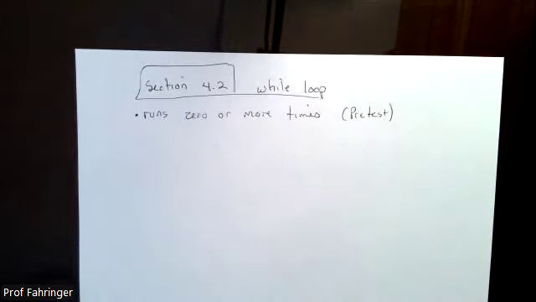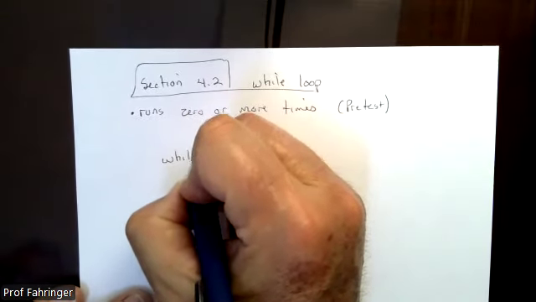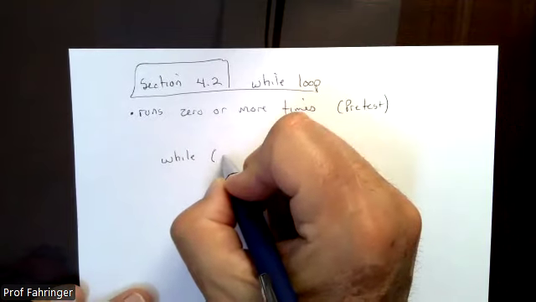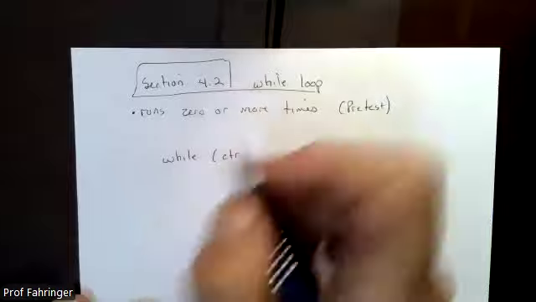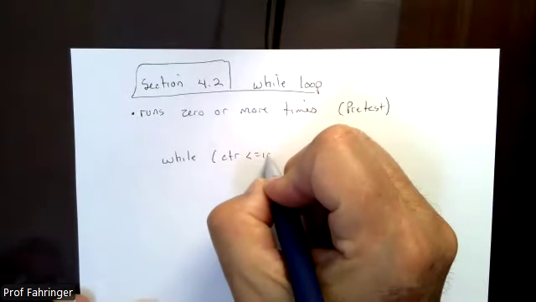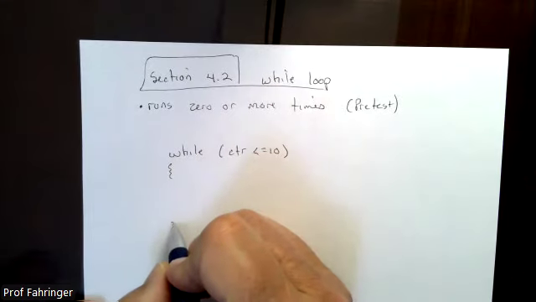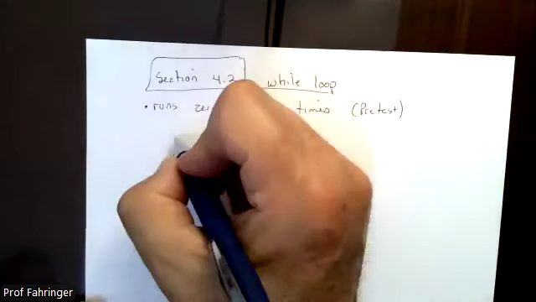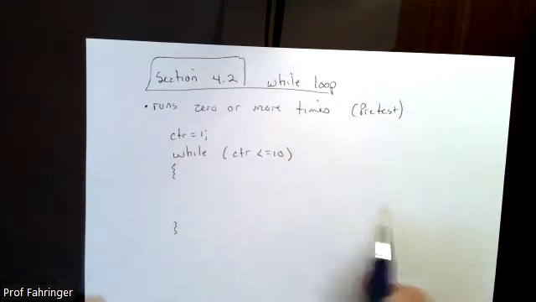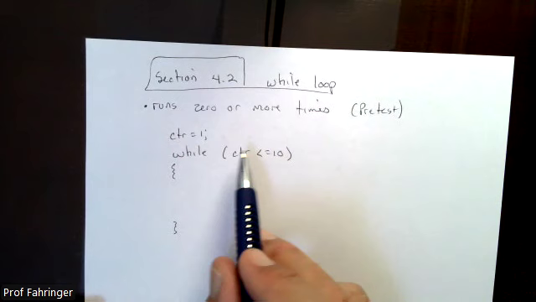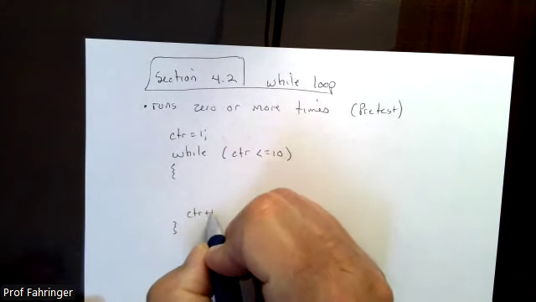All right. Well, how's it work? Well, this is kind of easy. I'm going to write while counter. This is one I like to use, CTR. While counter is less than or equal to 10, I'm going to get the initial value. Counter equals 1. Here is my check. I need the increment yet. Counter plus plus.